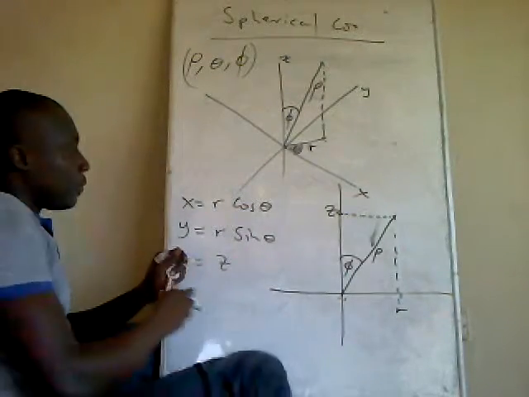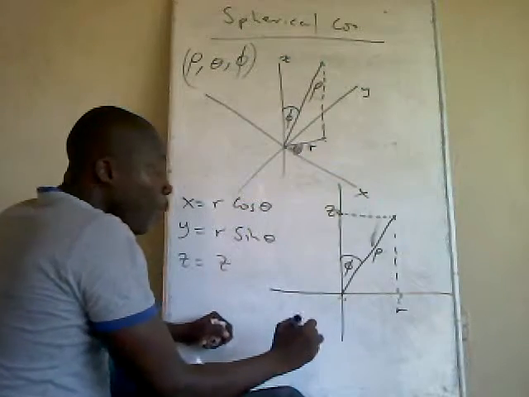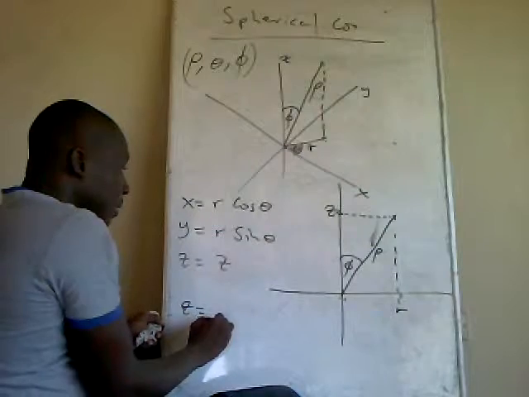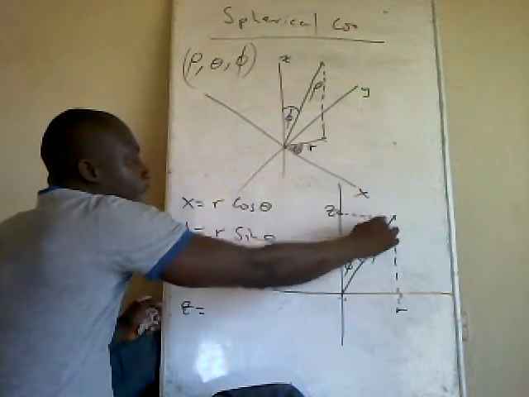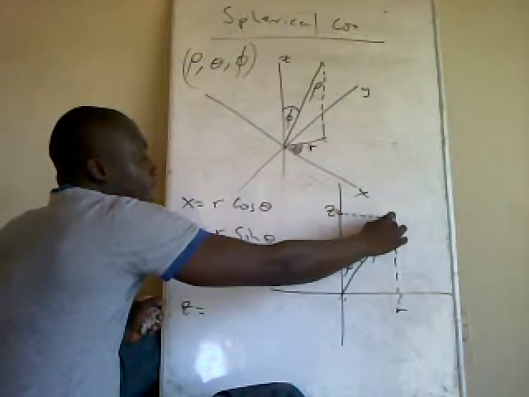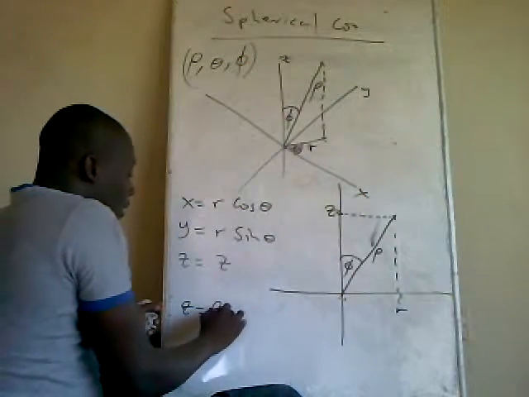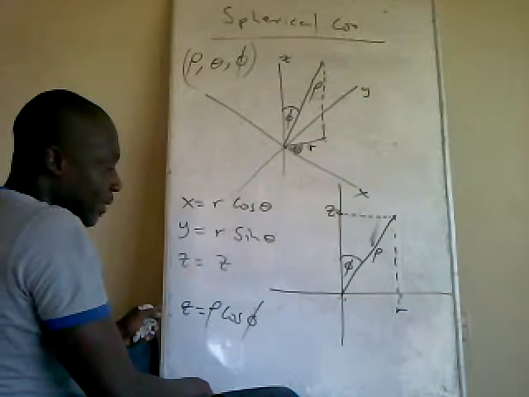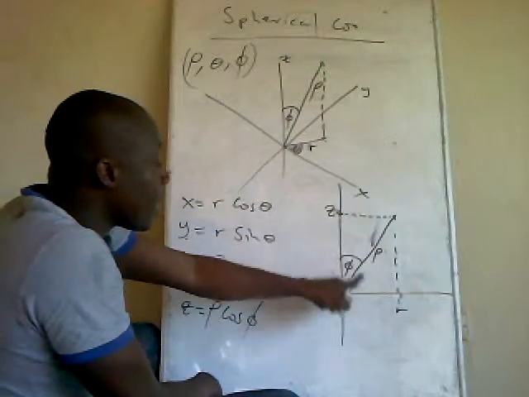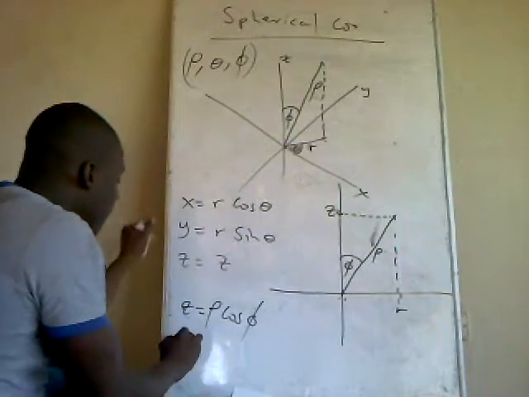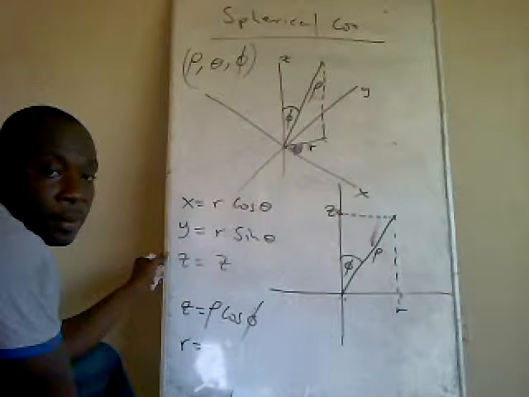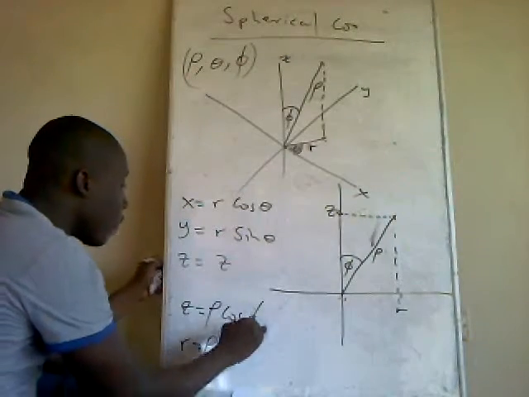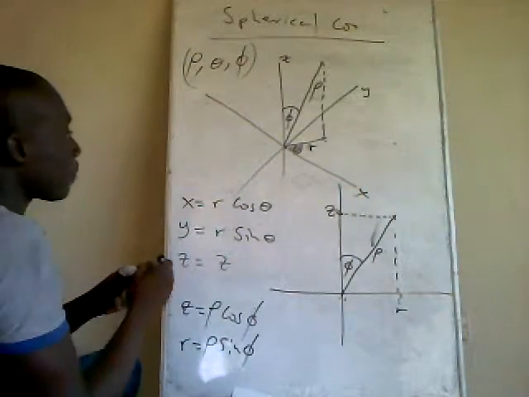Now, if I want the adjacent, from SOHCAHTOA, the adjacent, which is there, is equal to cos, which is equal to my hypotenuse, which is rho, times the cos of the angle phi. And my opposite, which is r, is equal to the hypotenuse times the sine of the angle phi.